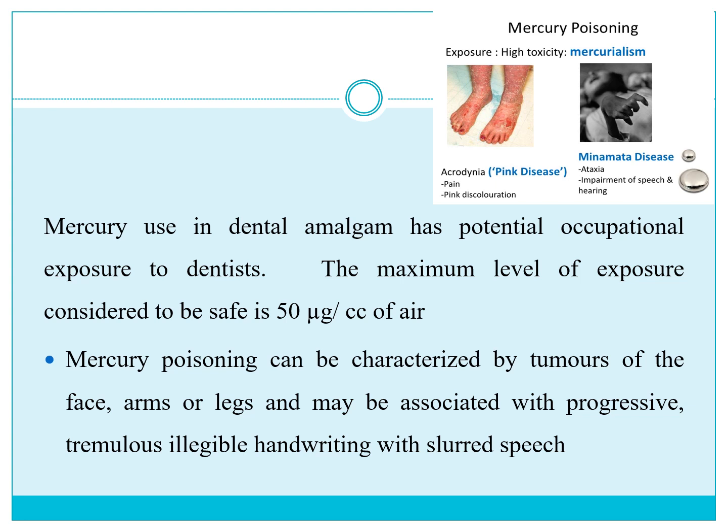As you all know, Minamata disease is one of the exposures to mercury, which occurred in Japan by eating contaminated fish. It causes ataxia, impairment of speech and hearing. High toxicity of mercury also causes acrodynia, that is the pink disease, which causes pain and pink discoloration which can be observed on the legs and the hands.